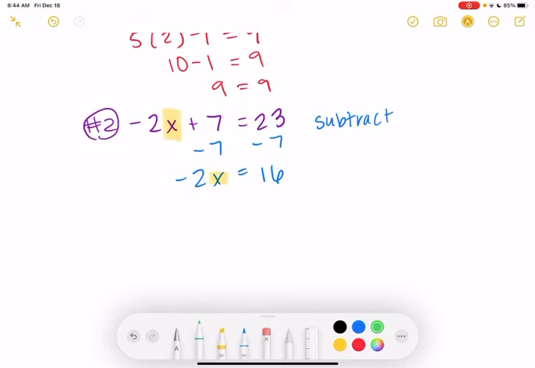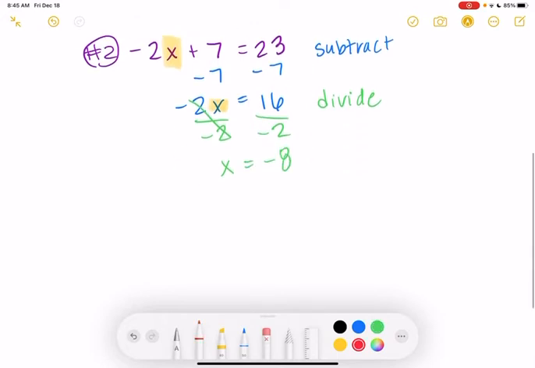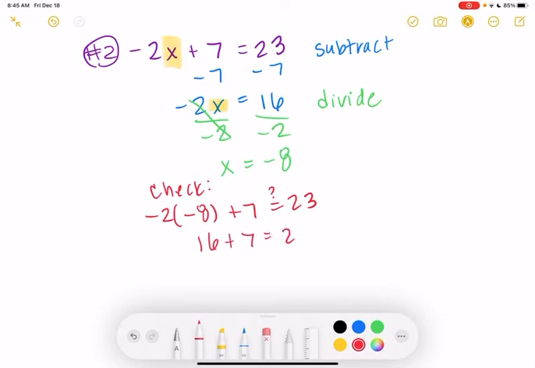All right, what should I do next? That negative 2 is attached by multiplication, right? So I want to do the opposite. I want to divide both sides by that whole negative 2. And I get x equals negative 8. And let's check our work. We have negative 2 times negative 8, plus 7. Does that equal 23? So I have 16 plus 7. That is true. We did it right.